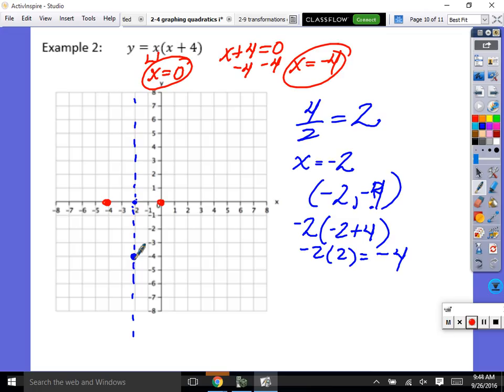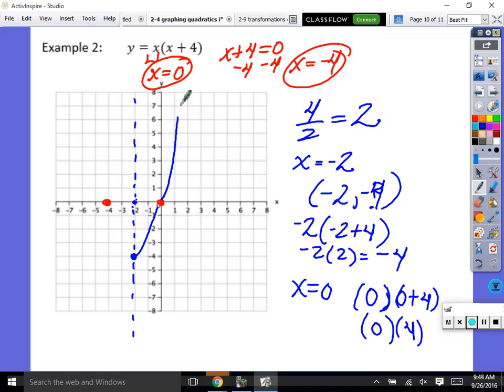So y-intercept is when x is equal to 0. So we're going to have 0 times 0 plus 4. So won't that be 0 times 4, guys? Which is 0. So that solution is our y-intercept as well. Interesting. So we'll draw in our parabola, and it's symmetric around that.